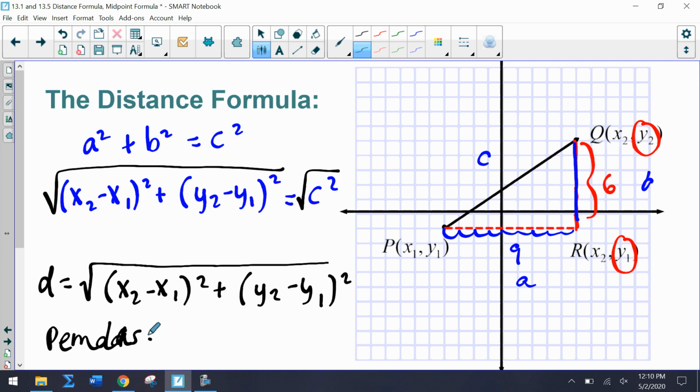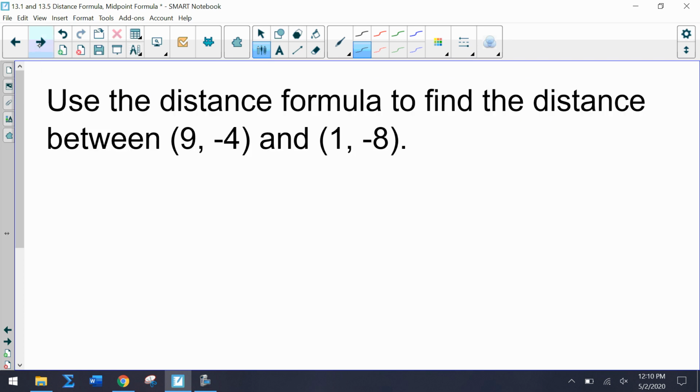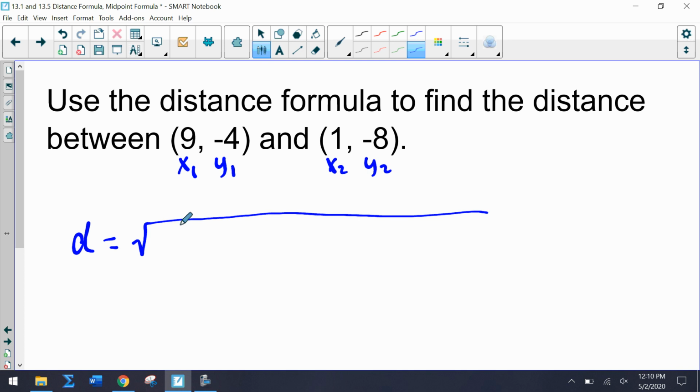Okay, so we have to work inside of those, underneath that radical, and then at the final step, take the square root. So let's go through an example. I like labeling my points. So x1, y1, x2, y2. It's just a way to denote our points. And our distance formula is x2 minus x1 squared plus y2 minus y1 squared.